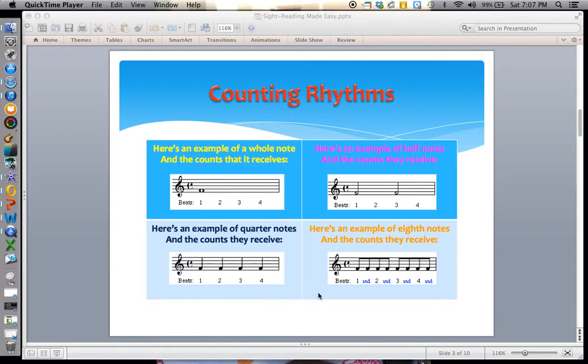Eighth notes are a little bit different. Because they only get half a beat, the first eighth note will get a number. The second eighth note will get the word "and." This completes a whole beat. 1/2 plus 1/2 equals 1, right? That's where your math skills come in. So the way you count eighth notes is 1 and 2 and 3 and 4 and. So keep this in mind as you're looking through simple melodies.